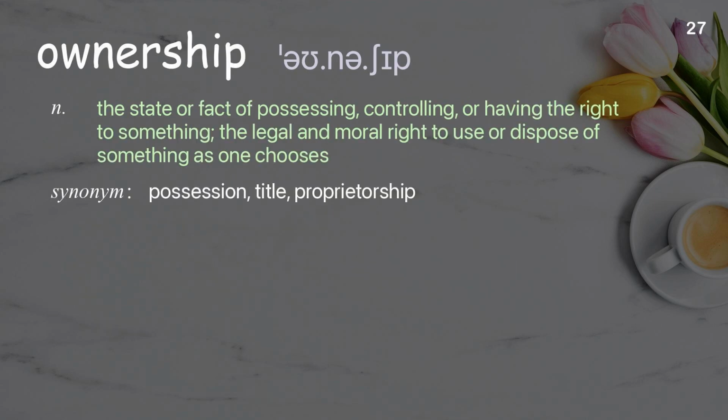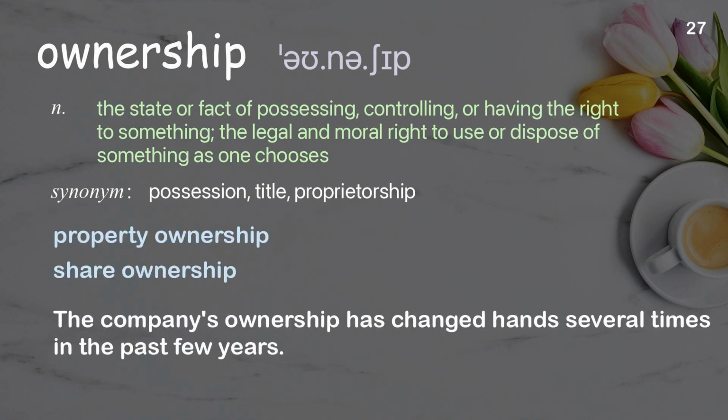Ownership. The state or fact of possessing, controlling, or having the right to something, the legal and moral right to use or dispose of something as one chooses. Examples: Property ownership. Share ownership. The company's ownership has changed hands several times in the past few years.